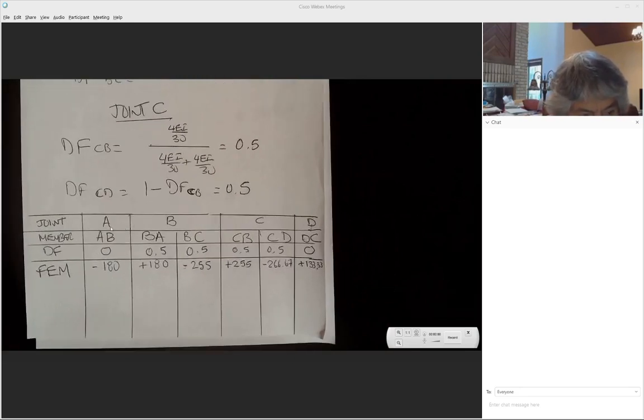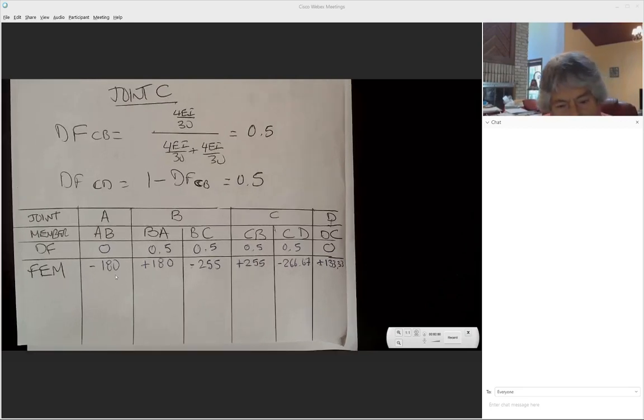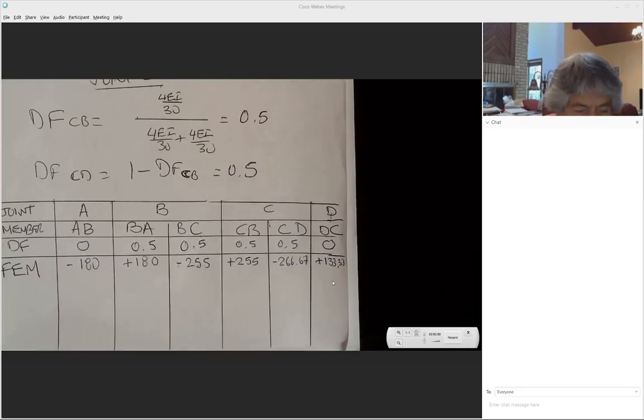In this table, we had the joint, the members, and the distribution factor. We had to be careful. In this case, it made no difference because they are 0.5 and 0.5, but sometimes they are 0.6 and 0.4, and we had to be careful not to reverse them. And of course, the fixed end moments, we know where they are and where to put them. So joint B is not in equilibrium. Joint C is not in equilibrium. Joint A always is in equilibrium because it's a fixed support. Joint D is always in equilibrium.